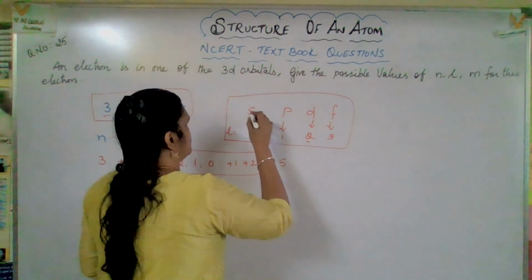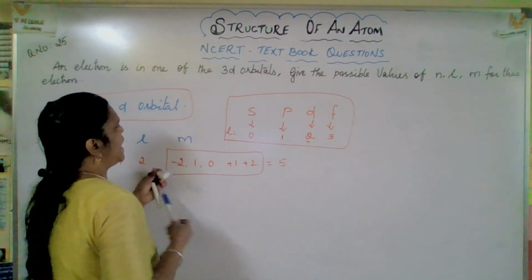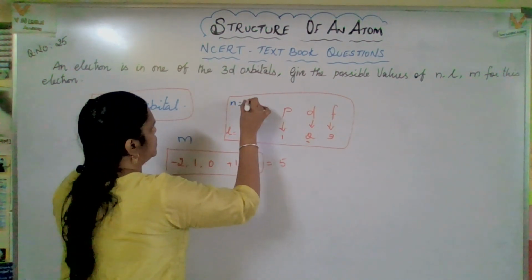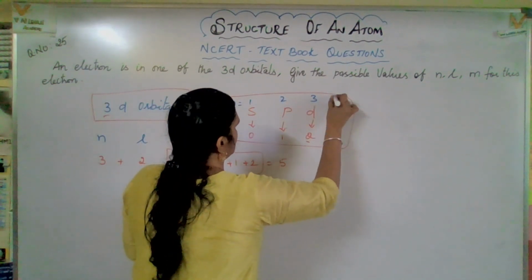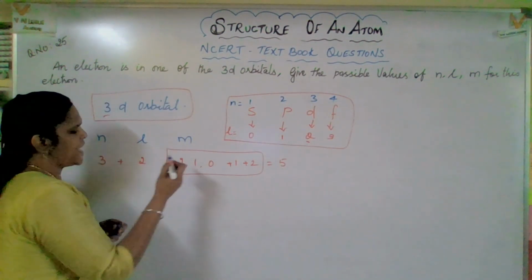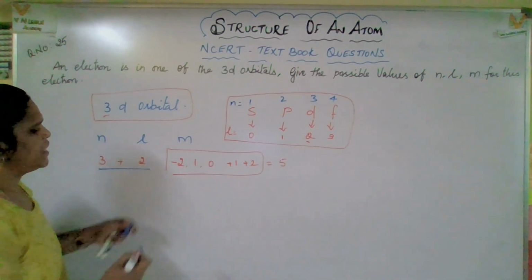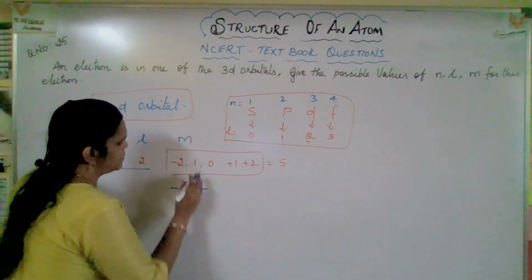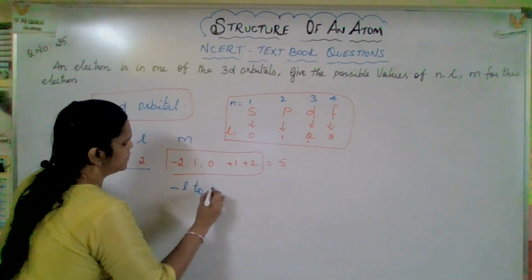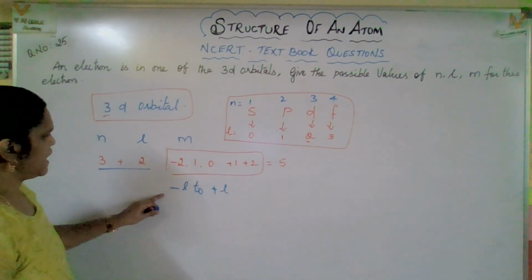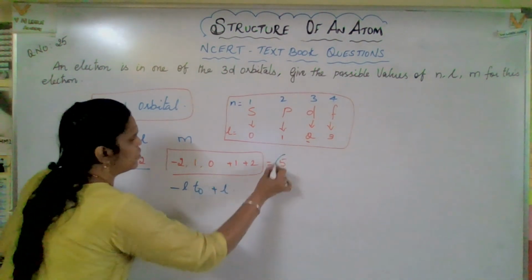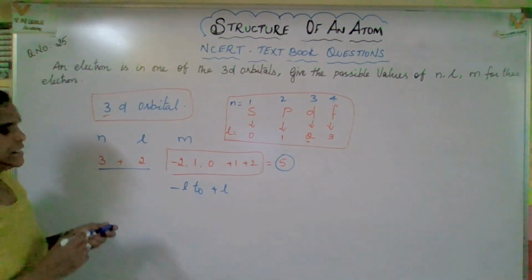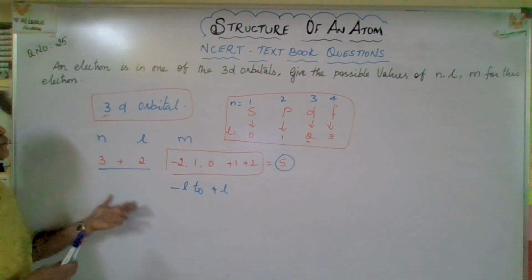Okay, now S, P, D, F is for L value, and for n value, how can you mention? 1, 2, 3, and 4. And M value is minus L to plus L. I hope you got a clear idea. So that means it is 5, no? How do you get it? Minus 2, minus 1, 0, plus 1 and plus 2. Yes, fine. Got it. This is the answer.